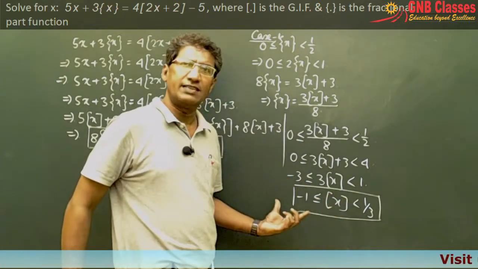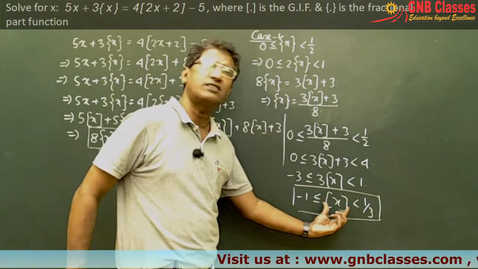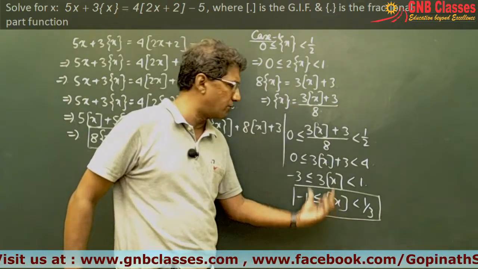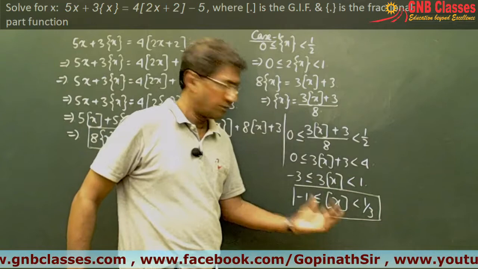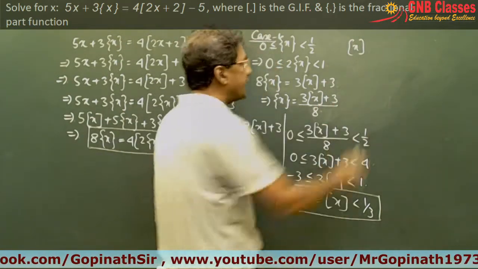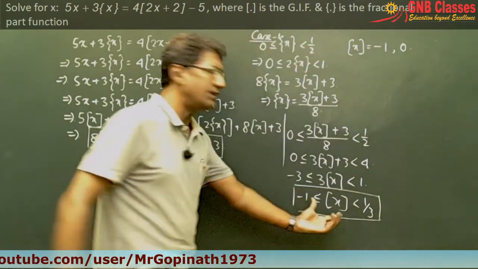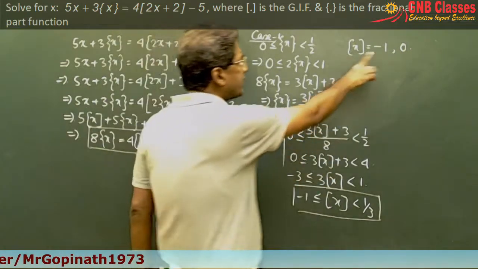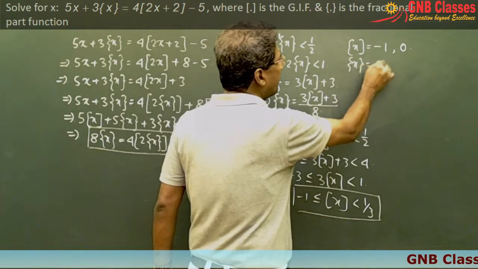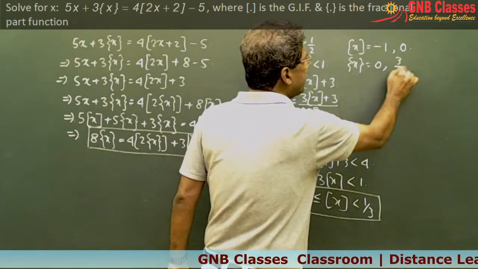So ⌊x⌋ is lying between -1 and 1/3. What are the integers that ⌊x⌋ can take, because ⌊x⌋ is an integer? In this condition, it can take the value -1 or the value 0 in this range. Is it clear? If ⌊x⌋ is -1, put it here, and we get the fractional part of x as 0. And if ⌊x⌋ is 0, we get the fractional part of x as 3 by 8.